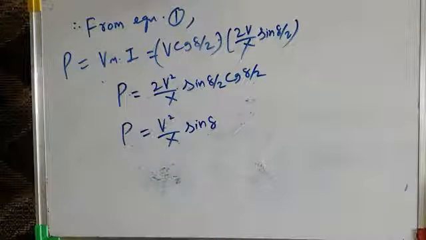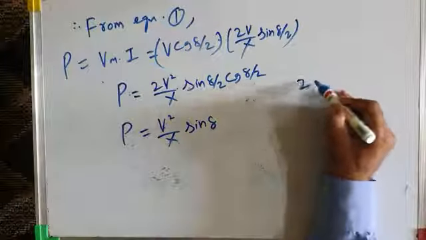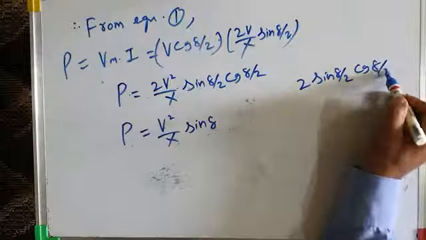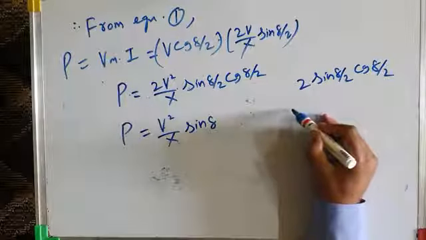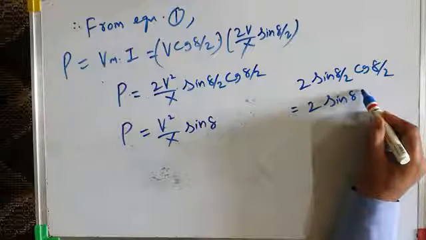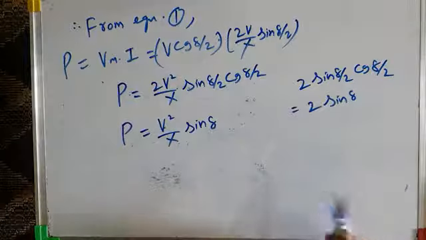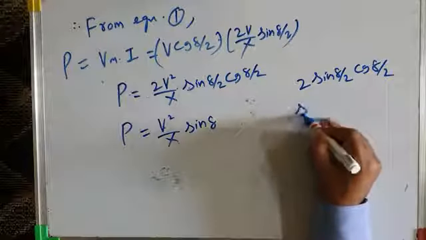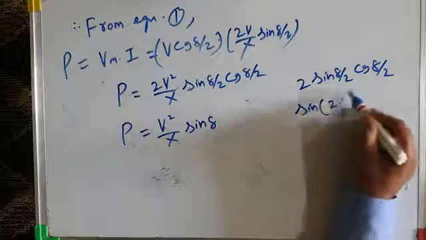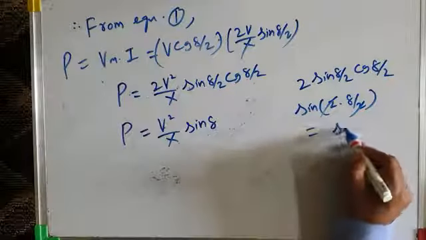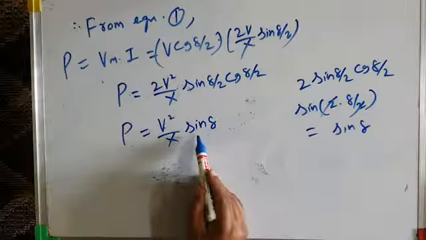Okay, so it is basically sine, what is 2 sine delta by 2 cos delta by 2? 2 sine theta cos theta is sine 2 theta. So that is sine into 2 into theta, theta is delta by 2. Delta and 2 and 2 goes, that is equal to sine delta. That is what I am writing here.